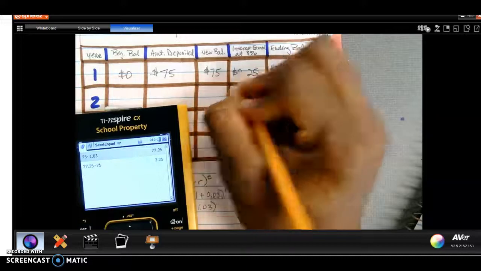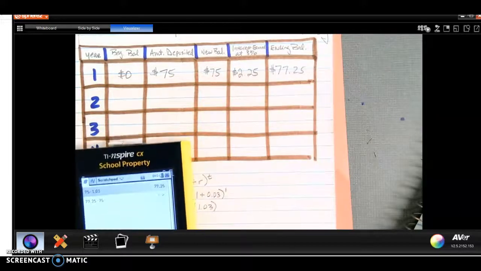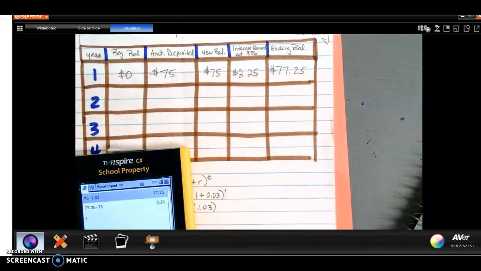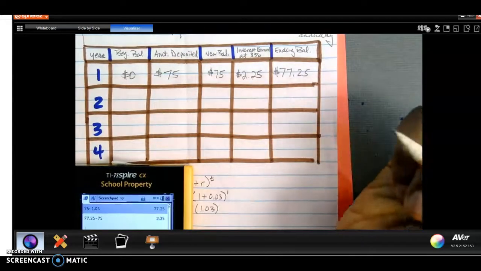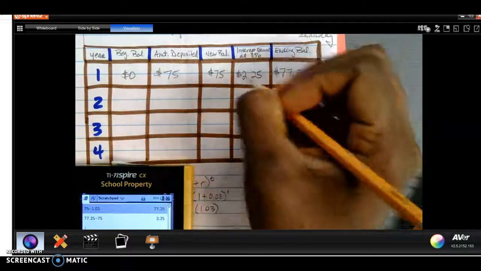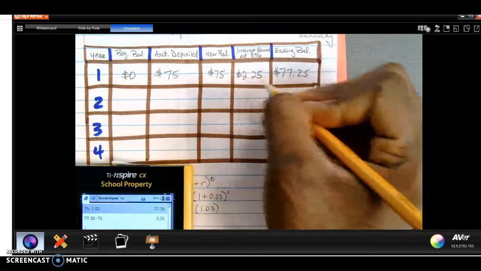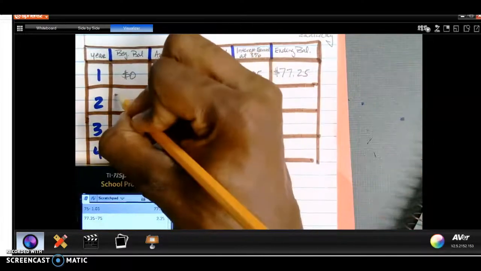Now that doesn't seem like a lot, but if you are a lender or a bank, when you're lending out millions of dollars, or if you're saving possibly millions of dollars, it's going to add up to be a fairly significant amount. Now the difference between simple interest and compounded interest is the fact that this amount is going to be added to my new balance.